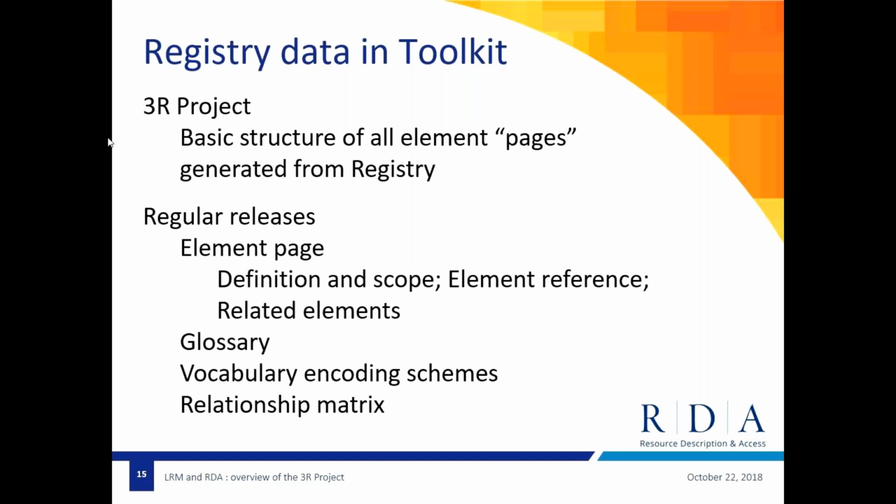From now on, regular releases of the toolkit will be refreshed from updates to the registry, and they will not be updated by hand directly. So within the element page, the sections on definition and scope, element reference, and related elements are all automatically regenerated for each release. The entire glossary is generated from the registry. All of the vocabulary and coding schemes, the controlled terminologies, are generated from the registry, and the new relationship matrix is also generated from the registry.